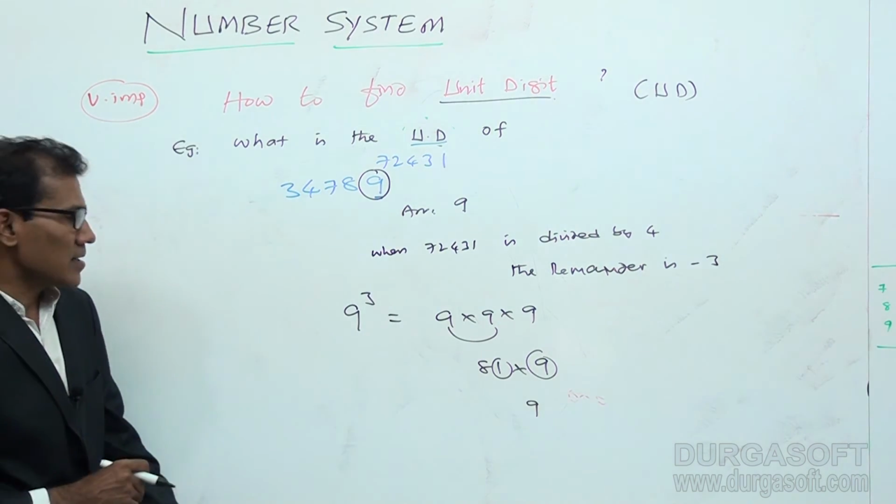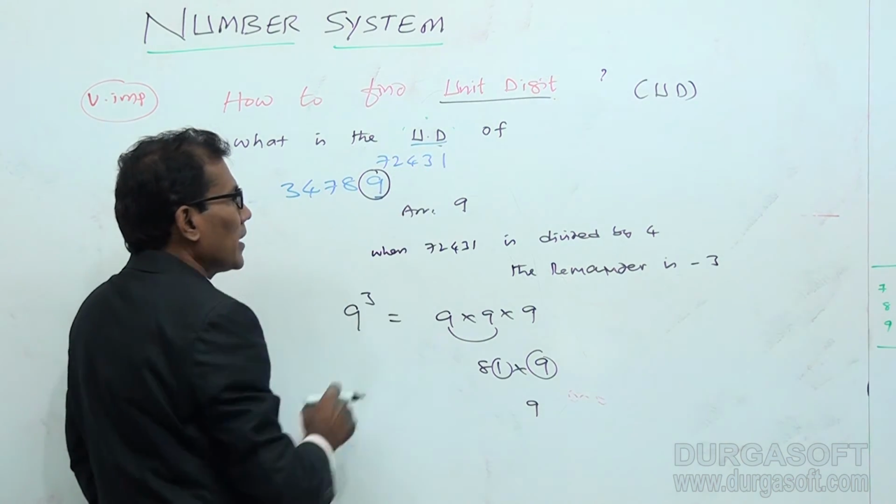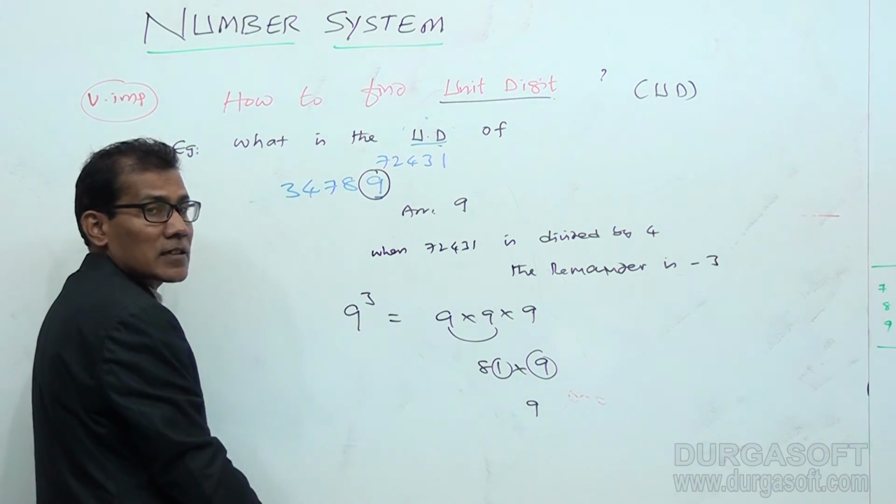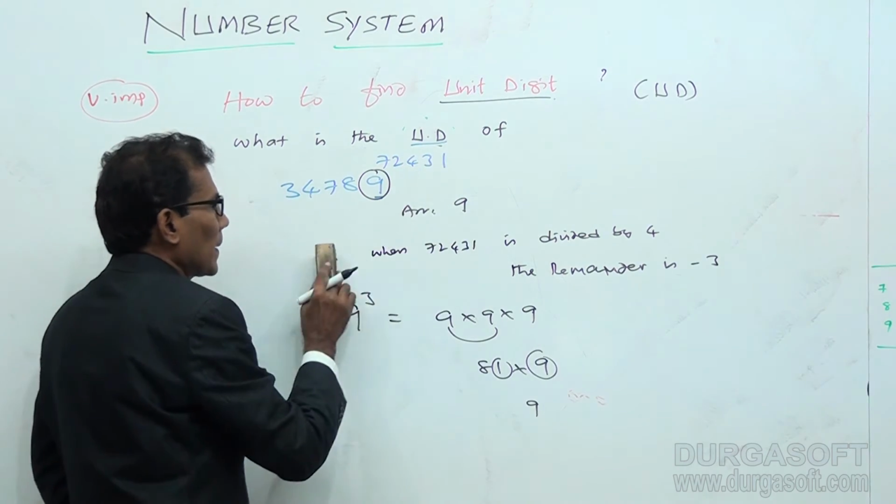Right? In case here if it is not 31, the last digit is 0. Let us see what happens.